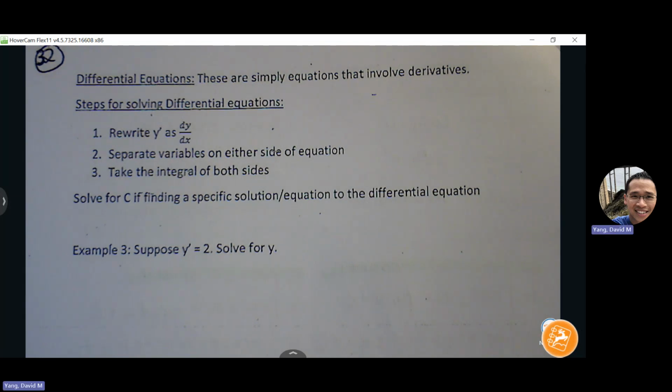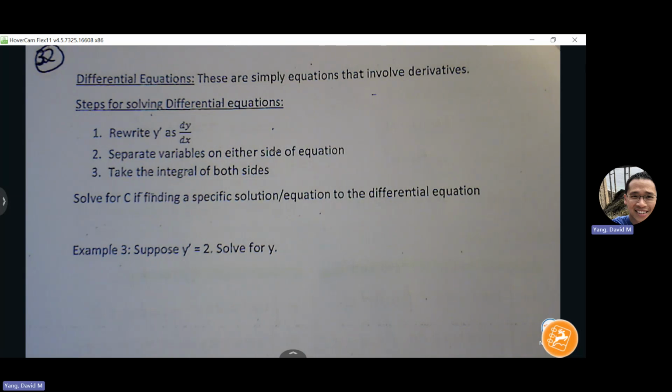Steps for differential equations: we're going to rewrite y prime as dy dx. Separate variables on either side of the equation. Take the integral of both sides. Right now we're really just working on the right side. Next unit, we're going to work on both sides of the equation. That makes it a little bit more involved, but for the left side, you're just going to represent it as a notation. And then we're going to solve for C after finding a specific solution to the differential equation.